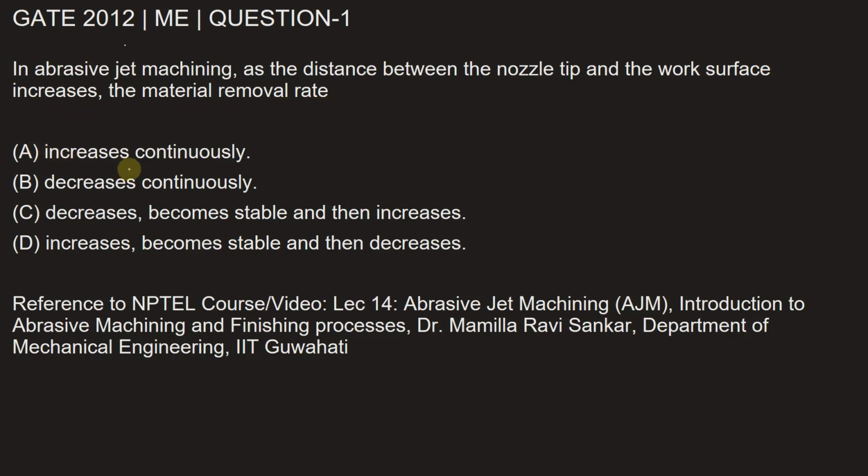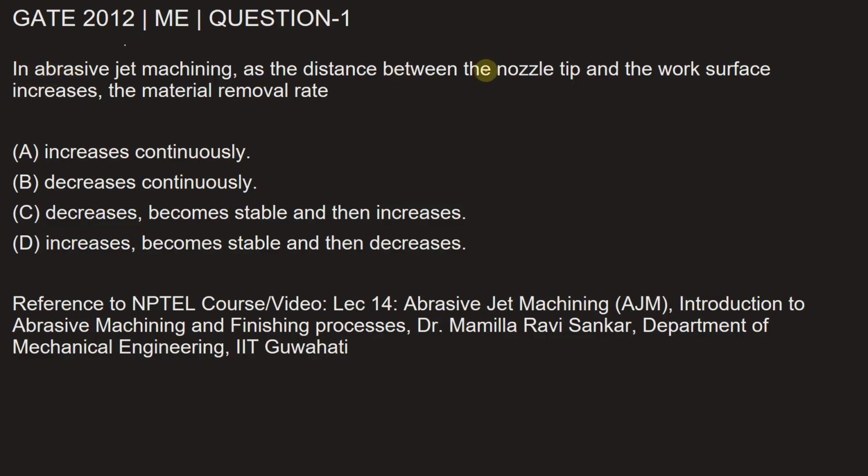option A, increases continuously, option B, decreases continuously, option C, decreases, becomes stable and then increases, or option D, increases, becomes stable and then decreases. Let's see how the material removal rate changes with the change in distance between nozzle tip and work surface.